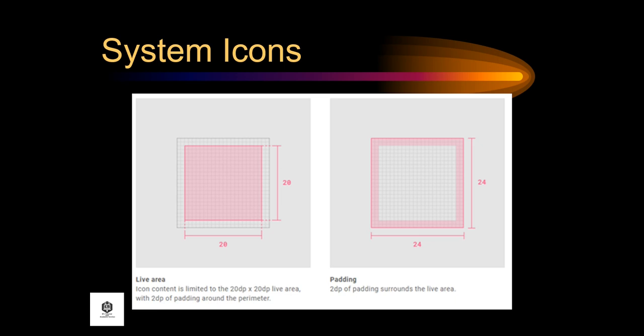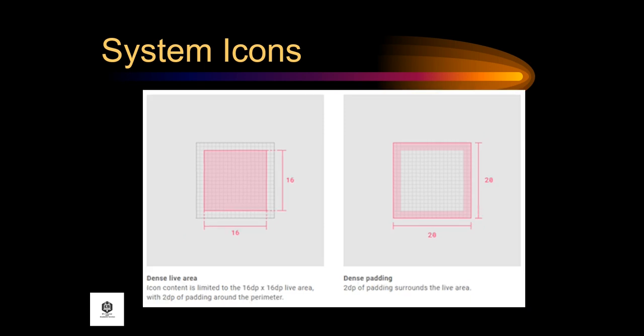So this is the example of the live area wherein icon content is limited to the 20 dp by 20 dp live area with 2 dp of padding around the perimeter. And the padding of 2 dp surrounds the live area. Dense live area, the icon content is limited to 16 dp by 16 dp live area with 2 dp of padding around the perimeter. Then on the right image is the dense padding of 2 dp surrounds the live area.